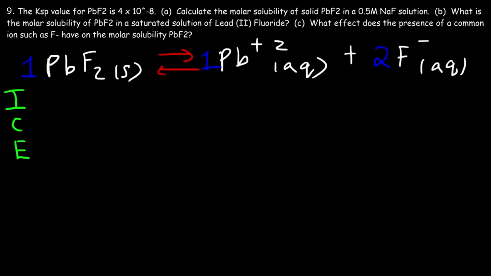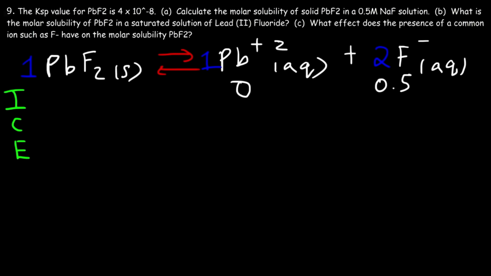So initially, the concentration of lead will be 0. The concentration of fluoride is 0.5 because the lead fluoride dissolves in a solution that already contains fluoride. Sodium fluoride is 0.5 moles per liter. Now, because the concentration of lead is 0, the reaction has to shift to the right.